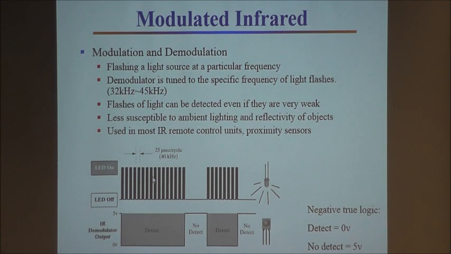Same thing here. Now, modulated infrared, modulation and demodulation. Flashing a light source at a particular frequency. That's the first step. The demodulator is tuned to the specific frequency of light flashes within this range. Flashes of light can be detected even if they are very weak. They are less susceptible to ambient lighting and reflectivity of objects, and they can be used in most infrared remote control units, proximity sensors, and so forth.